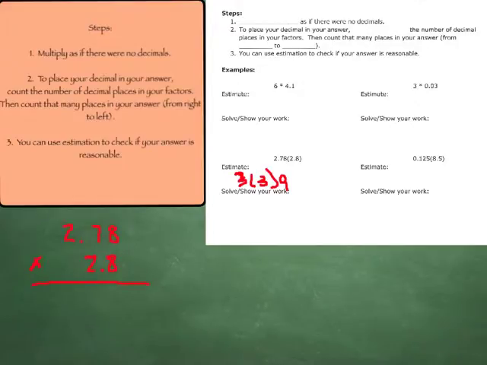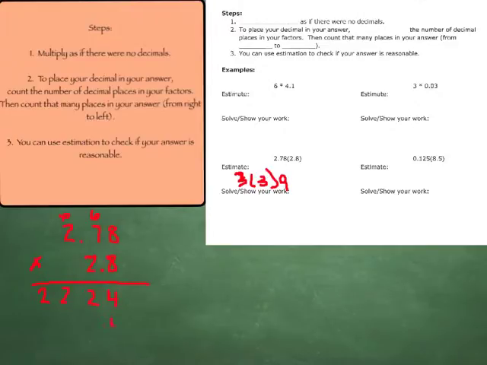Now remember, when we're multiplying numbers, you don't have to line up the decimals. That is only for adding and subtracting. So now we multiply like we normally would. 8 times 8 is 64. Write the 4, carry the 6. 7 times 8 is 56, plus 6 is 62. You write the 2, carry the 6. 8 times 2 is 16, plus 6 is 22.